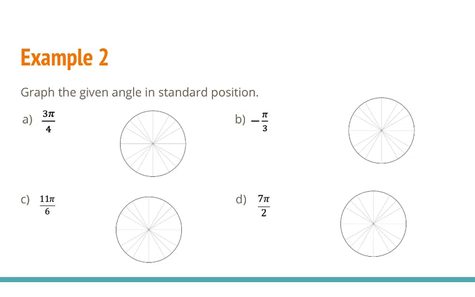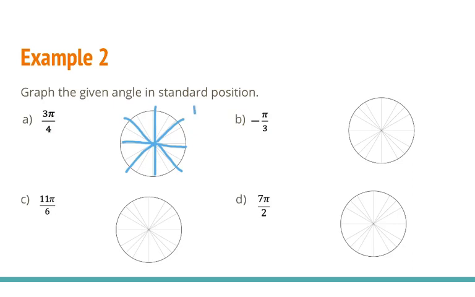It'll ask you to graph in standard position, just like we did last time. So where is 3 pi over 4? Since the fraction is over 4, we're going to divide the unit circle, each half, the top half and the bottom half, into 4 equal parts. And it would look like this.